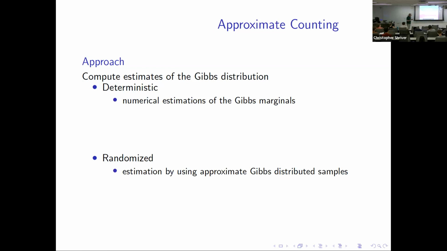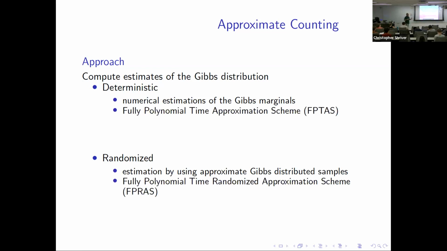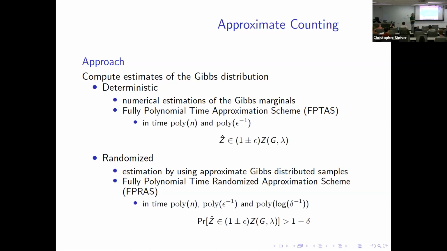right? So what is the best from both worlds? What's the strongest algorithm we might have? For deterministic ones, we have what we call FPTAS, which stands for fully polynomial time approximation scheme. Doesn't say much, of course. For randomized, we have the fully polynomial time randomized approximation scheme, or FPRAS. What they mean: an FPTAS returns an estimation Z hat of the partition function, which is within a factor 1 plus minus epsilon, in time which is polynomial in the size of the graph and 1 over epsilon.